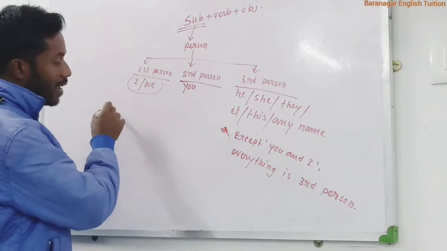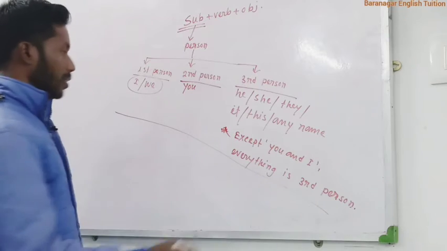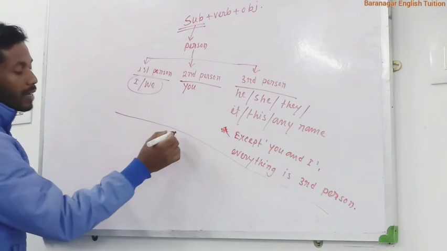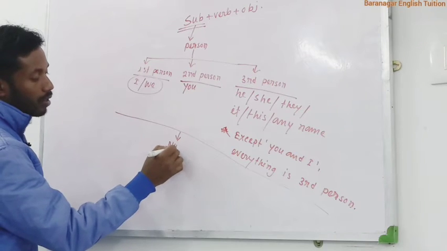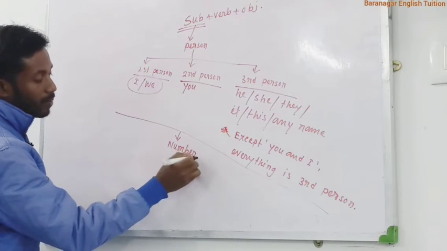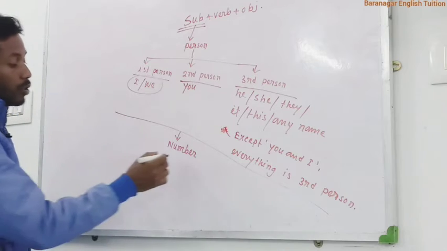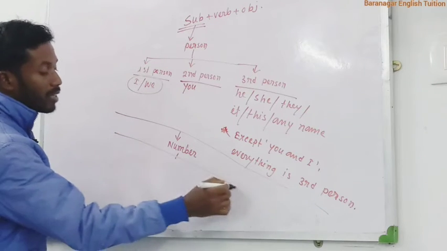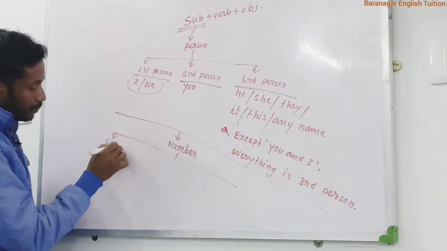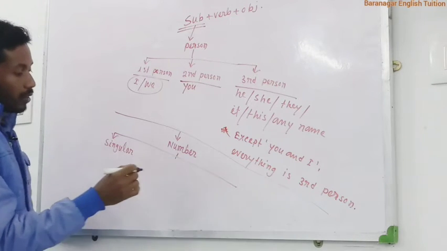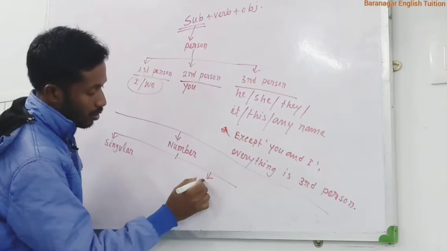All these person things can be divided into number. Okay, the entire person is now divided into two numbers. So numbers are two kinds. One is singular and the other one is plural.